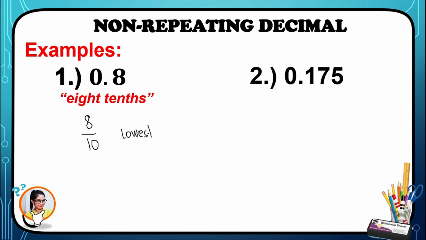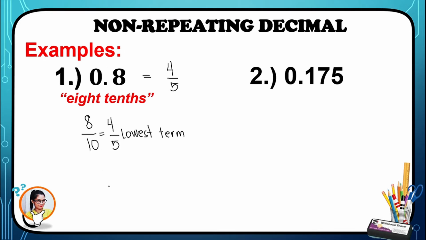So how are you going to find its lowest term? You need to find: 8 divided by 2 will be 4, and 10 divided by 2 will be 5. So 4/5 will be the answer. Which means to say, if you divide 4 by 5, the answer will be 0.8.